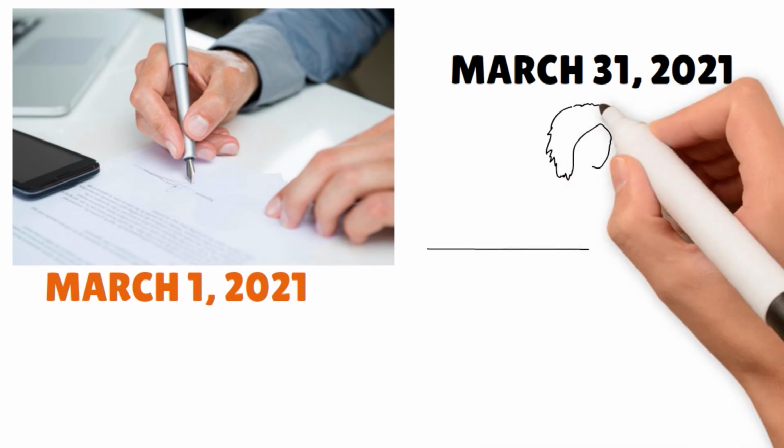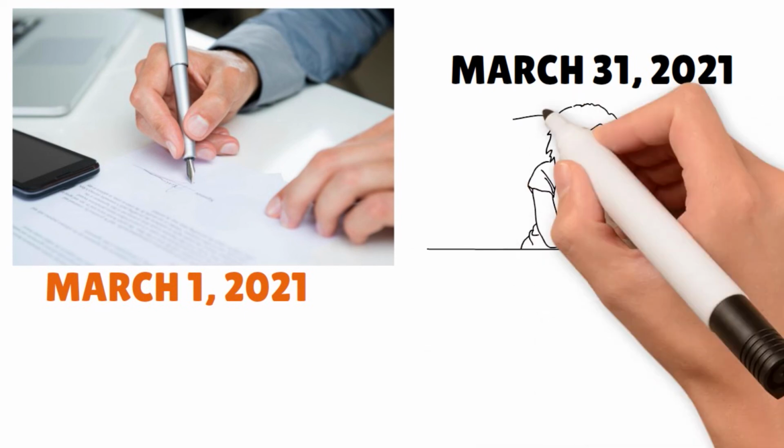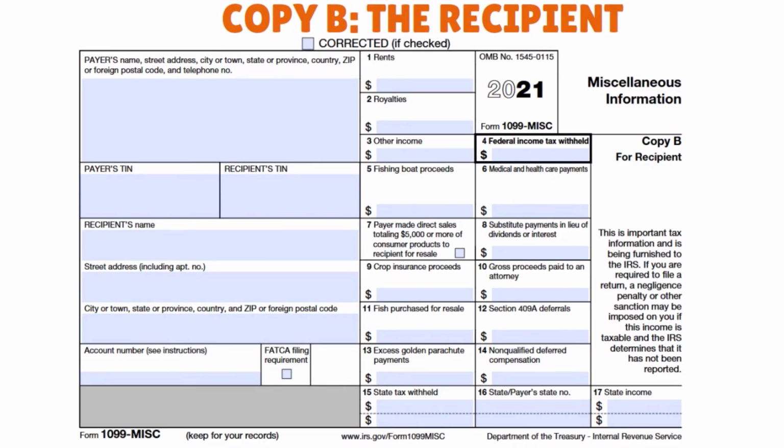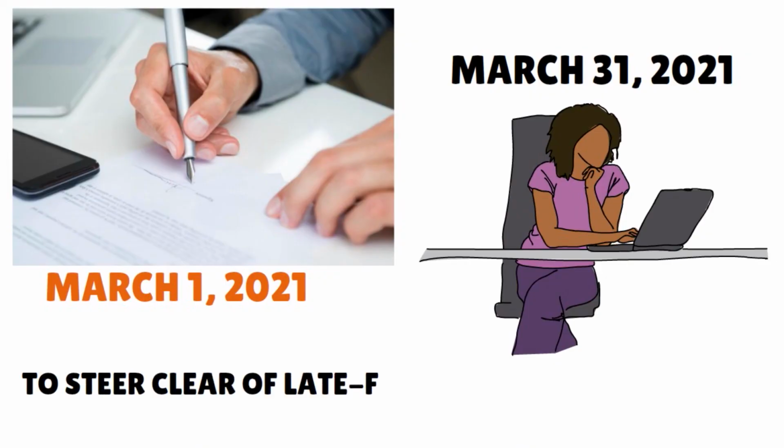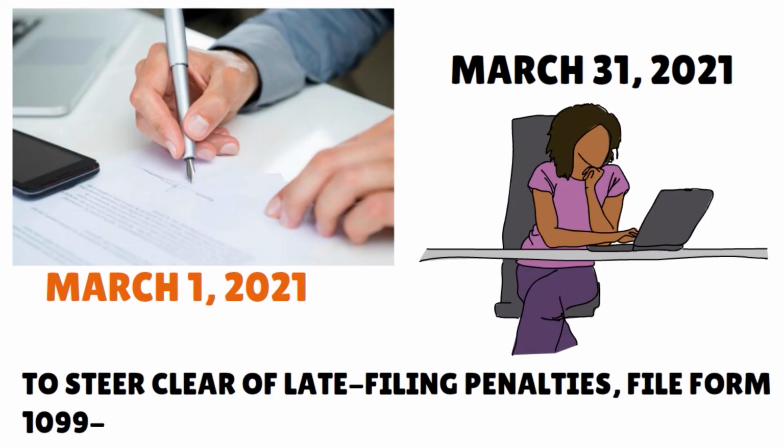And if you file electronically, this is an important thing. If you file electronically, you want to send copy B of Form 1099 MISC to the recipient no later than February 1st. And I've already said that. This is kind of important because if you want to steer clear of late filing penalties, which can be hefty, you want to file Form 1099 MISC on time.